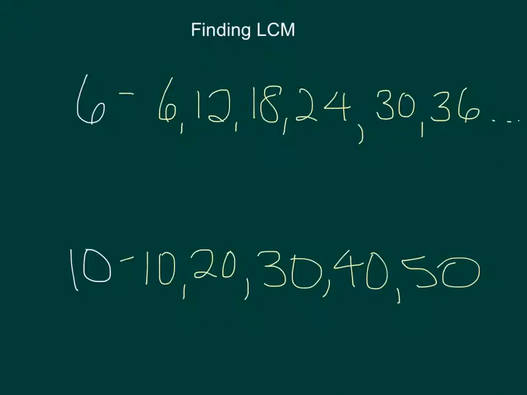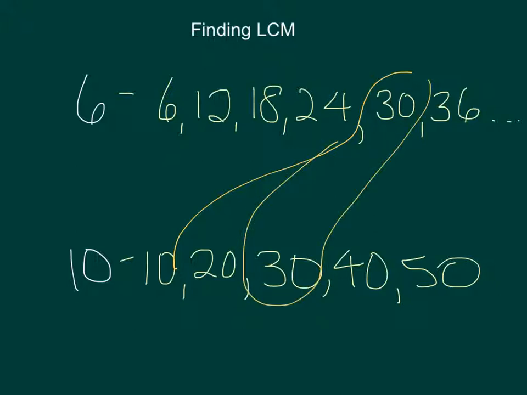So here you are looking for the least common multiple. Neither of them have a 6 or a 10 or a 12 or an 18 or a 20, but they both have a 30. So you would say that the least common multiple for these is 30.